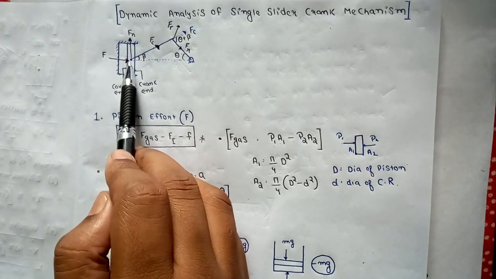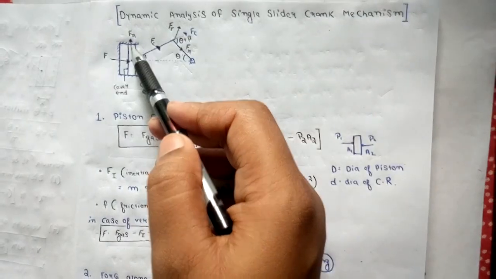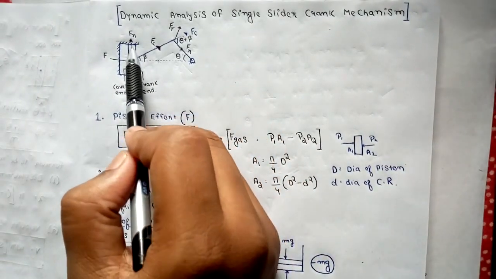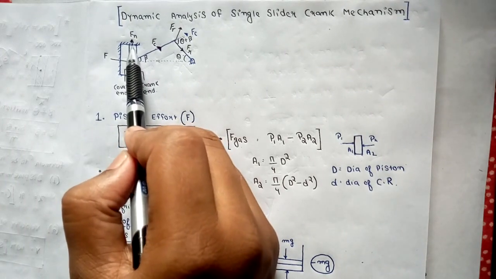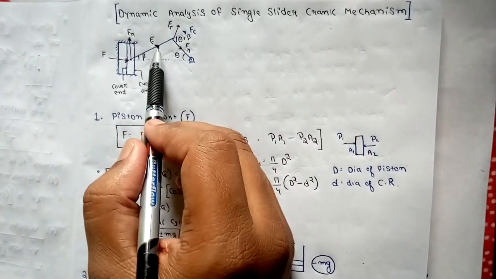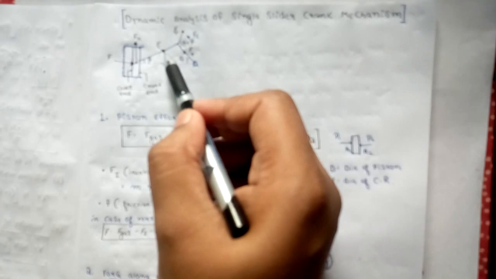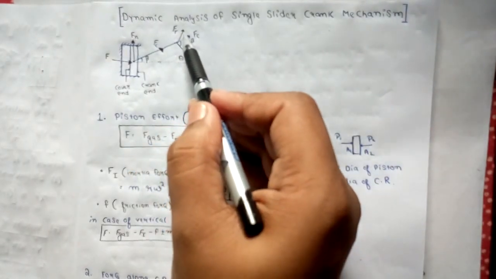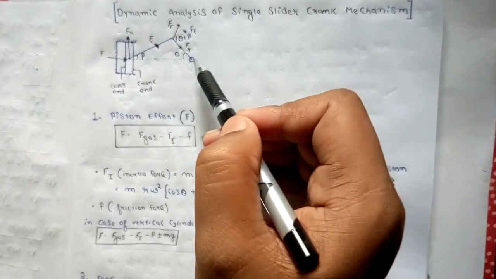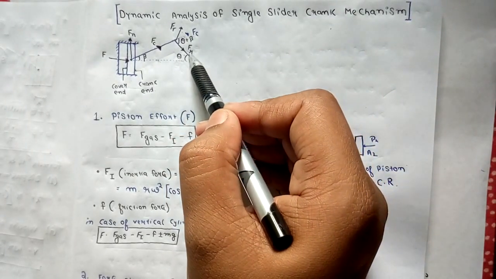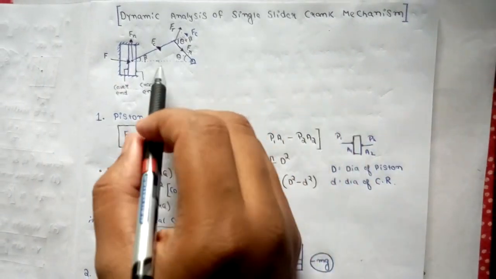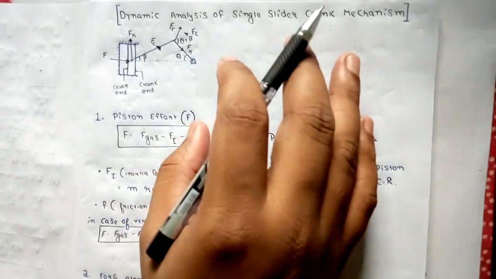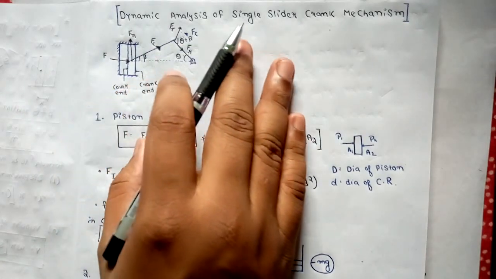Fn is the thrust on the cylinder wall, or you can say the normal force or the thrust which is acting on the cylinder wall. Now Fc is the force on the connecting rod. Now Ft is the crank effort, and Fr is the radial force. So these are all the forces we have to find. In this chapter we will simply be asked to find the different forces.